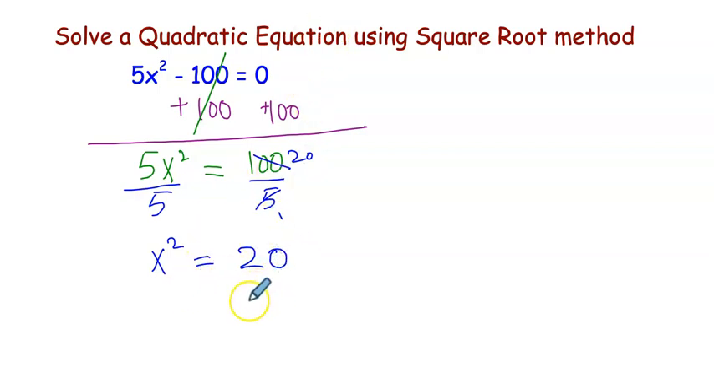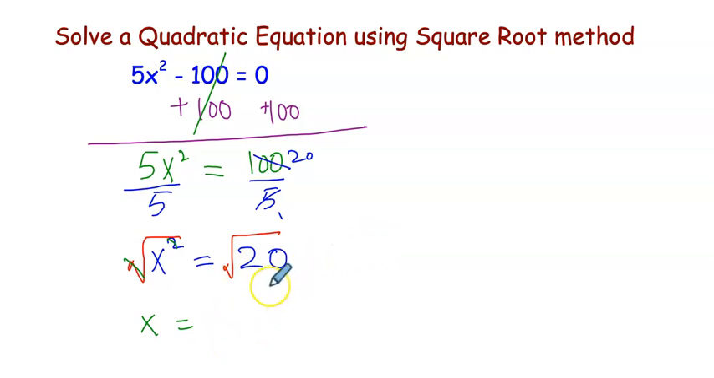x squared is equal to 20, but you are looking for just x by itself. And what is the inverse operation of this square? It is the square root. So let us take the square root on both sides. The square root cancels with the square, giving you x is equal to plus or minus the square root of 20.